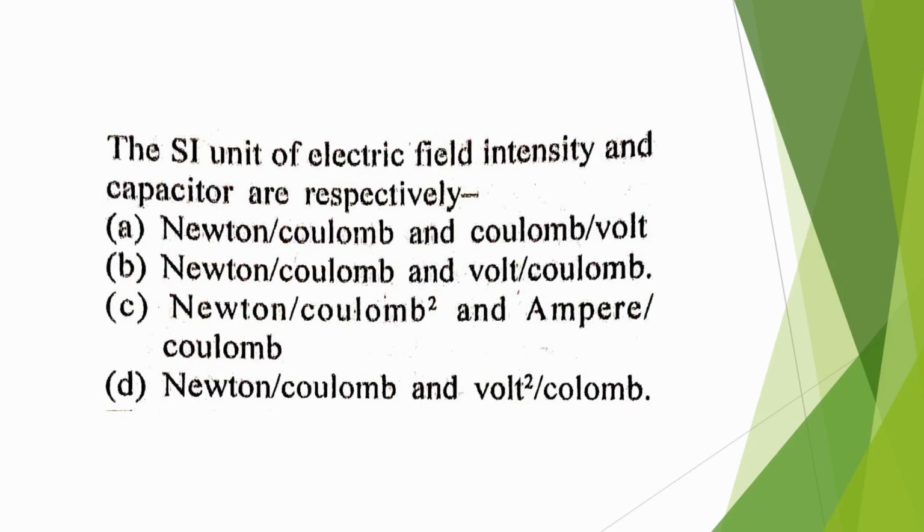the ratio of the charge held in a capacitor's conductors to the potential difference between them. So it will be coulomb divided by volt. So your correct option will be A: newton per coulomb and coulomb divided by volt. The SI unit of electric field intensity and capacitance are newton per coulomb and coulomb per volt. So option A is correct. Let us proceed with the next question.